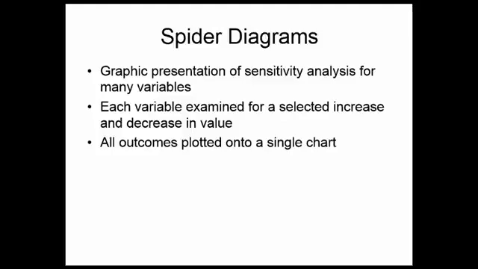Each variable is examined for an increase and decrease in value, but the increase and decrease is worked out as a percentage, either growth or reduction. In that way, regardless of whether the variable is itself a percentage or a dollar figure or whatever, the optimistic and pessimistic ends of the possibilities will be in a number of different types of units. By reducing them all to a percentage increase or decrease, all of those percentage increases and decreases are able to be expressed on a single x-axis. And so all of the outcomes can be plotted onto a single chart.